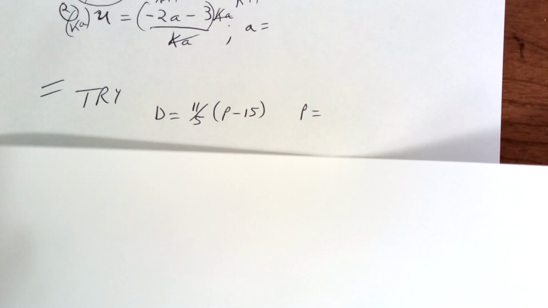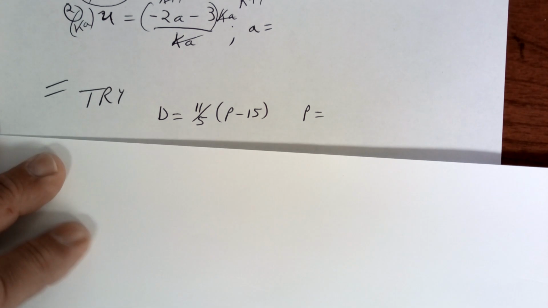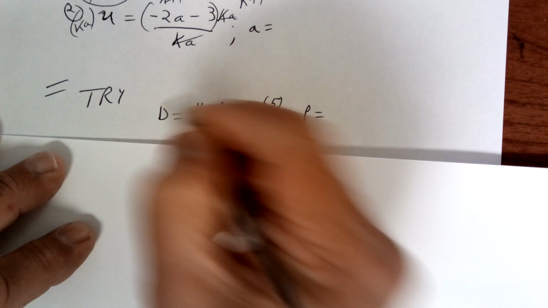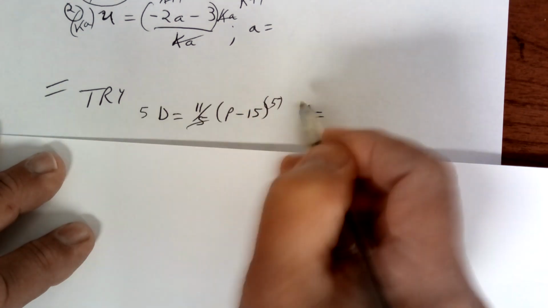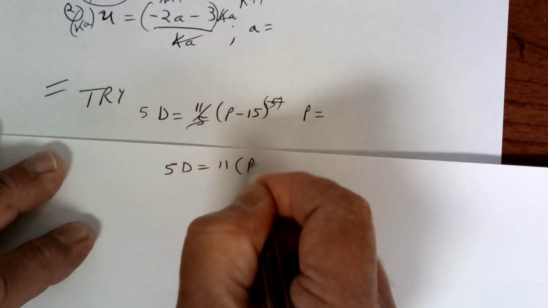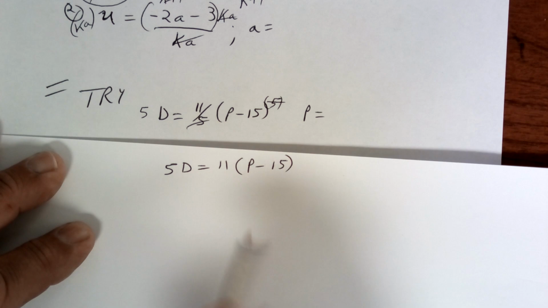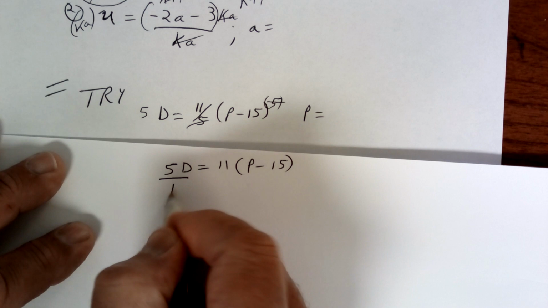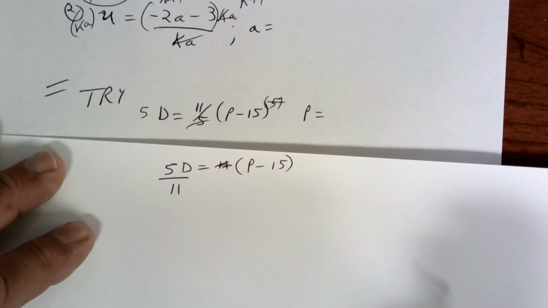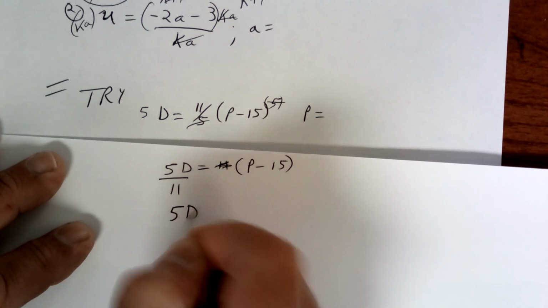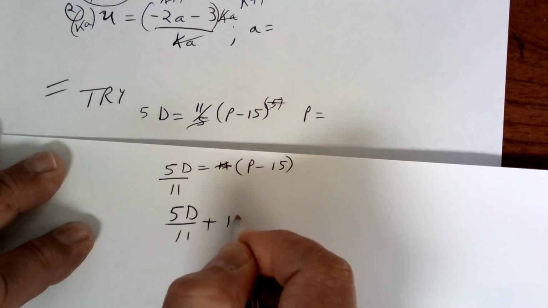Today you have a worksheet, but before I give it to you, copy this one down and try it. I want p by itself. All right, here's what I would do. You're dividing by 5, so I would multiply by 5. When you do that, the 5's cancel. So you get 5d is equal to this. Now, before you can get inside the parentheses, you got to get rid of that 11. So you got to divide by 11. So it's going to be over 11, this cancels. And then finally, you're going to add 15, and you got your answer. So it's 5d over 11 plus 15 is equal to p.